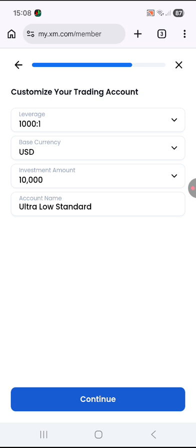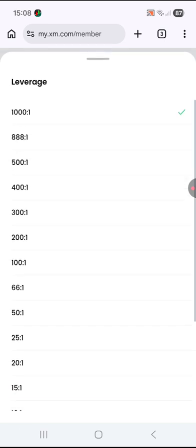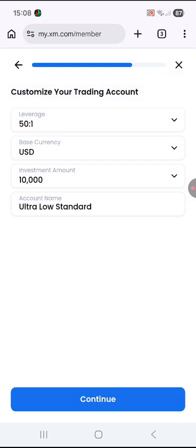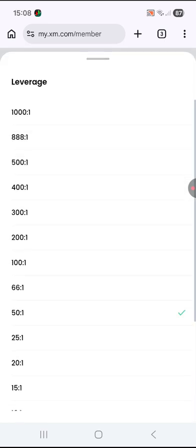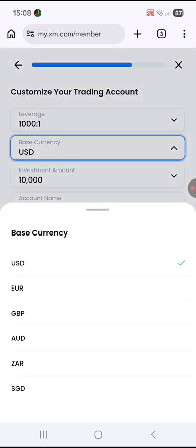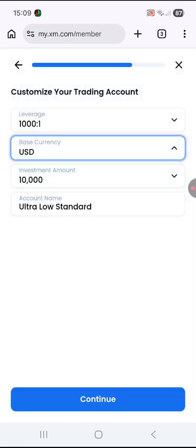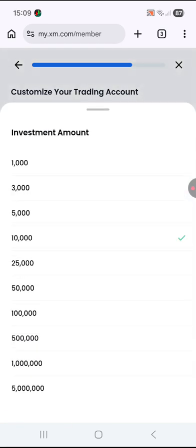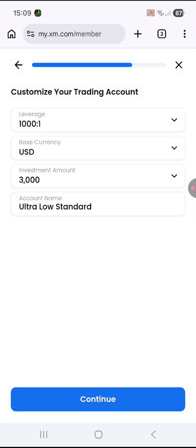I can set my leverage here. You can do just like you're in the United States, 50 to 1 leverage. I use 1,000 to 1 leverage, okay? I use my base currency as USD, United States dollar. That's what we'll be trading in. And my investment amount, well, let's put $3,000 in there. There's no selection for 2,000 on an ultra low standard. Okay, so I want to continue.